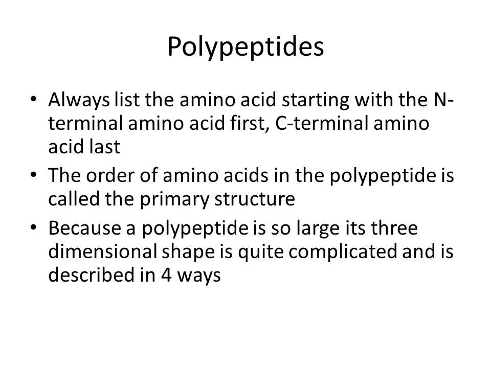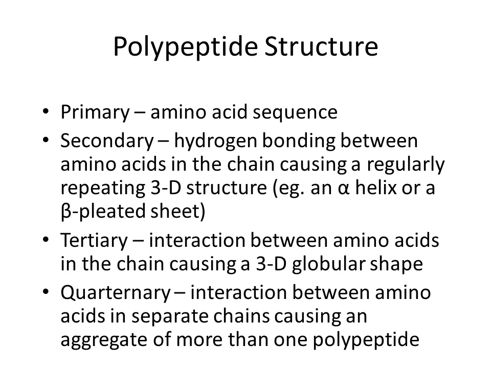Because a polypeptide is so large, there are a very large number of amino acids in polypeptides. Because it's so large, its three-dimensional shape is very complicated, and so we describe the three-dimensional shape in four ways. The first way is by telling what its amino acid sequence is. So we call that the primary structure of a polypeptide.